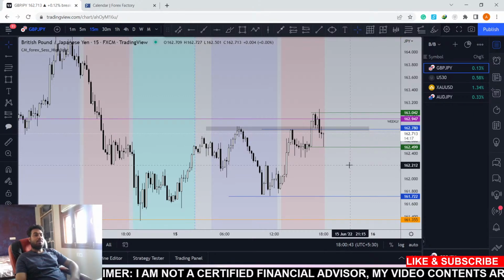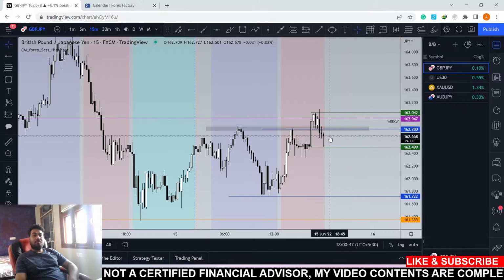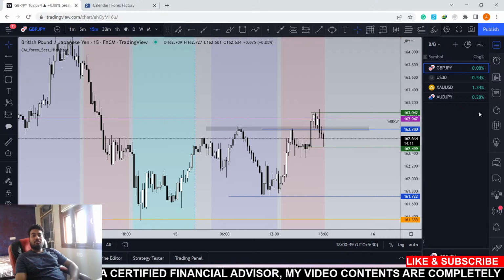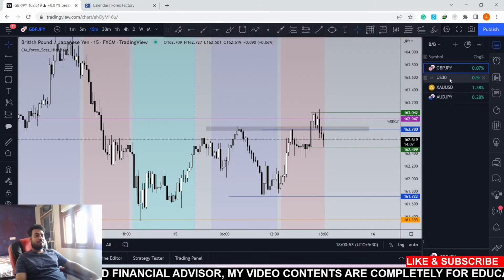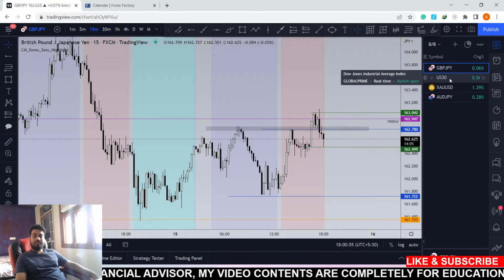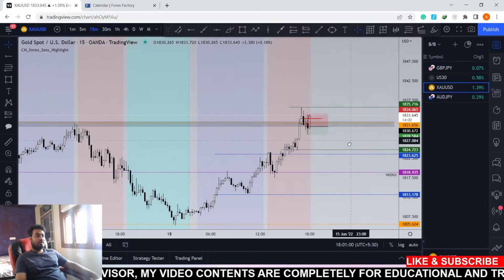So we can see the impact of news. Every candle has started giving large moves and forming wicks. Look at gold.